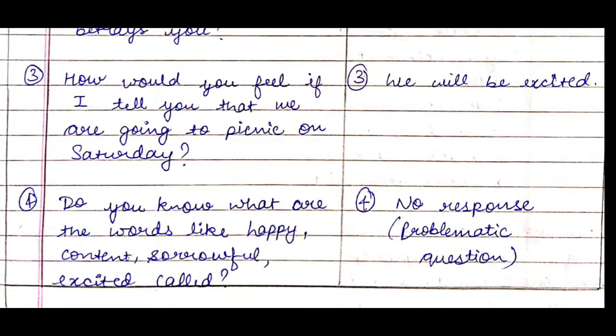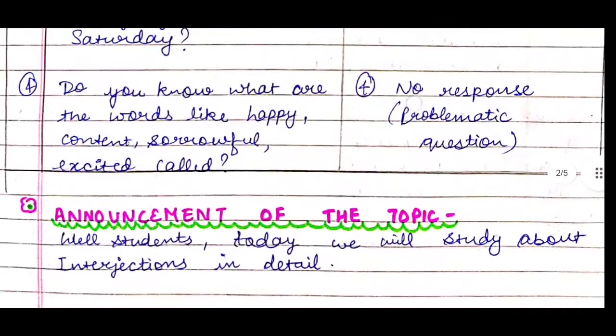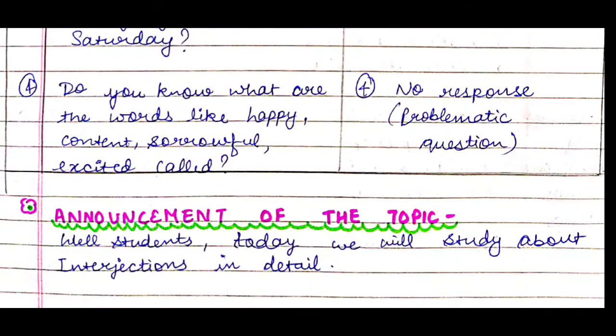Fourth question is, do you know what the words like happy, content, sorrowful, excited are called? There would be no response because this is a problematic question, because this leads to our topic that we are going to teach, that is interjection. So what happens after that? In our class we are going to announce the topic. So next heading is announcement of the topic.